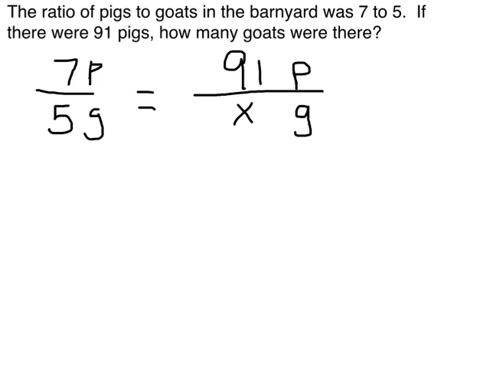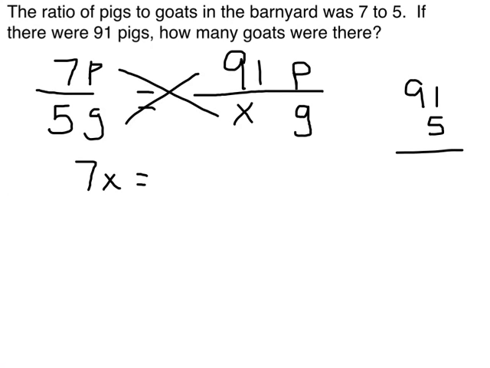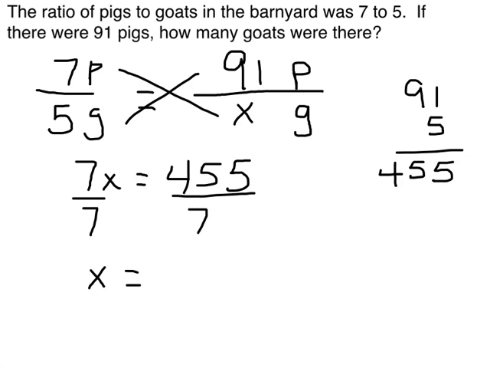So remember we said we're going to cross multiply, and so when we multiply 7 times X, we get 7X equals 91 times 5, which equals 455. And then we divide by 7 on both sides. We get X by itself, and we'll see that 7 goes into 45 6 times, with 3 left over, and 7 goes into 35 5 times. So in this situation, we know if there are 91 pigs and the ratio is 7 to 5, then there are 65 goats. Okay, go to the next one.